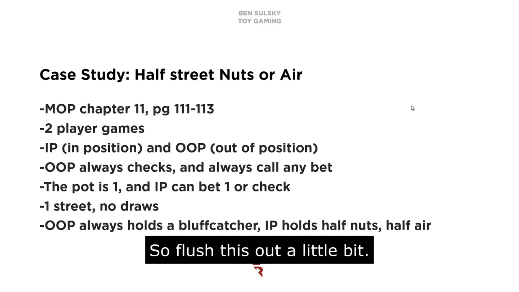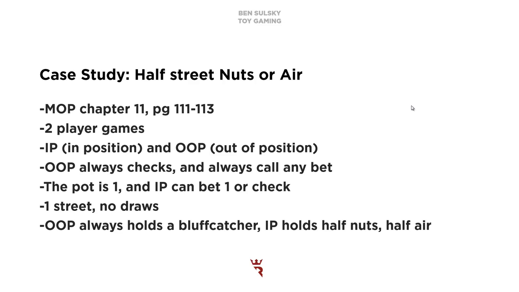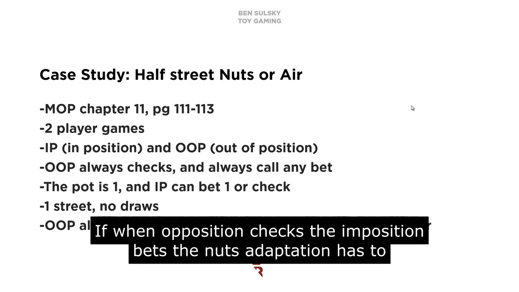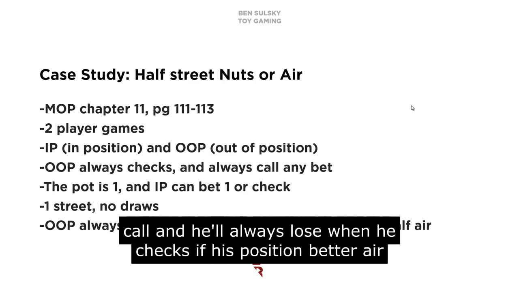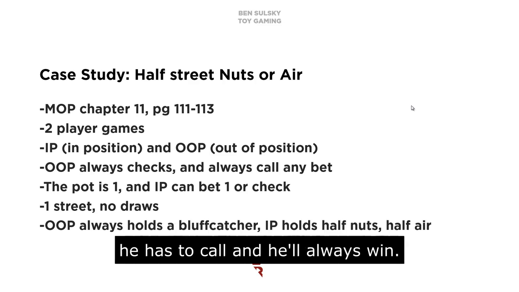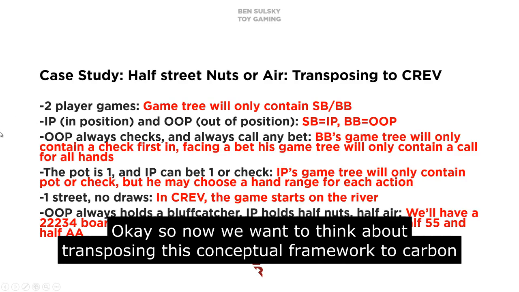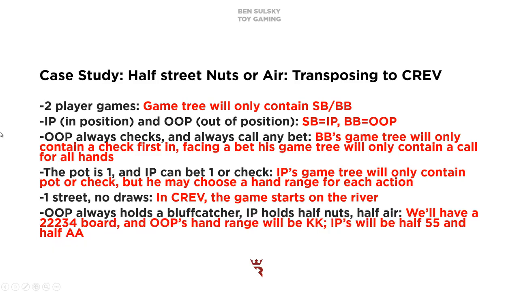So, to flesh this out a little bit, when out-of-position checks and if in-position bets the nuts, out-of-position has to call, and he'll always lose. When he checks, if in-position bets air, he has to call, and he'll always win. Okay, so now we want to think about transposing this conceptual framework to CardRunners EV.